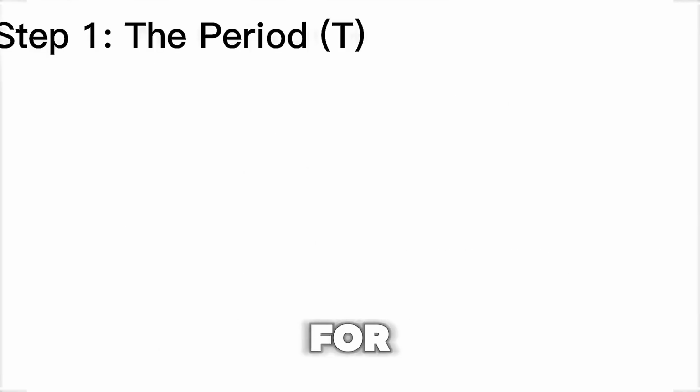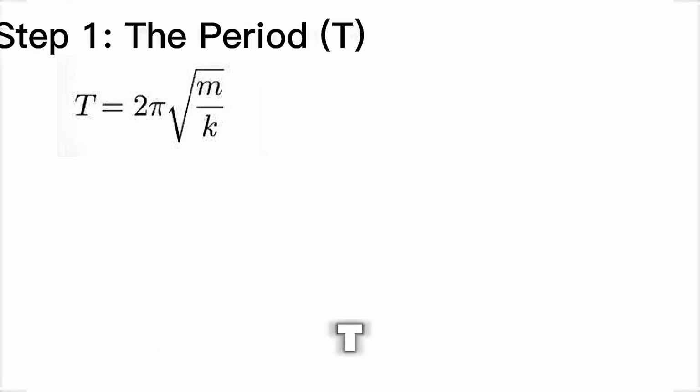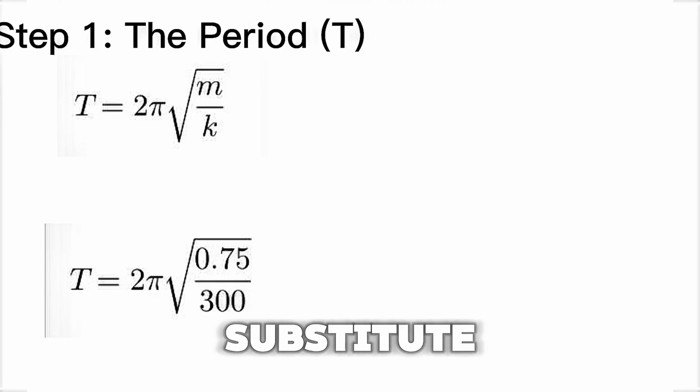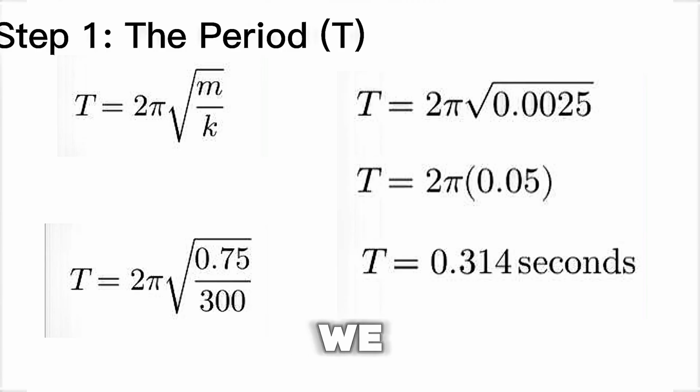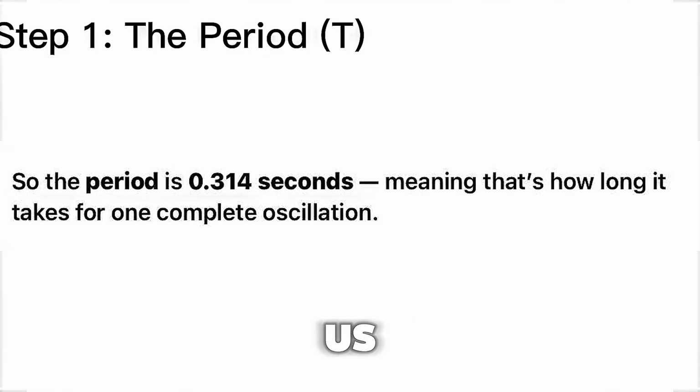So, the formula for the period of a spring is T equals 2 pi times the square root of m over k. Now, let's substitute. Now we have T equals 2 pi times the square root of 0.75 divided by 300. Solving that gives us a period of 0.314 seconds, meaning that's how long it takes to complete one oscillation.